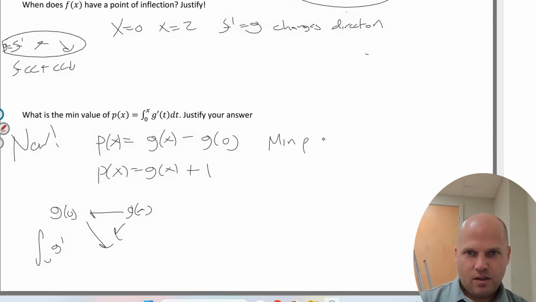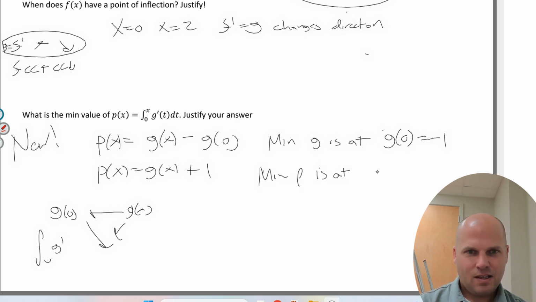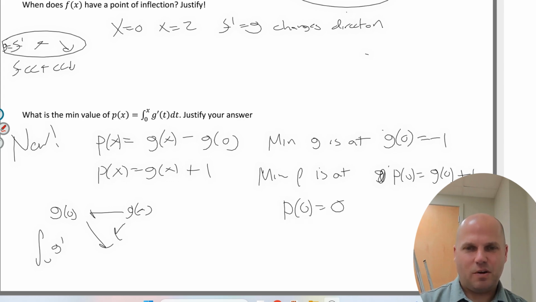Min of P is at P of 0, which equals -1. So the min P is at P of 0, which equals g of 0 plus 1. So P of 0 equals 0.